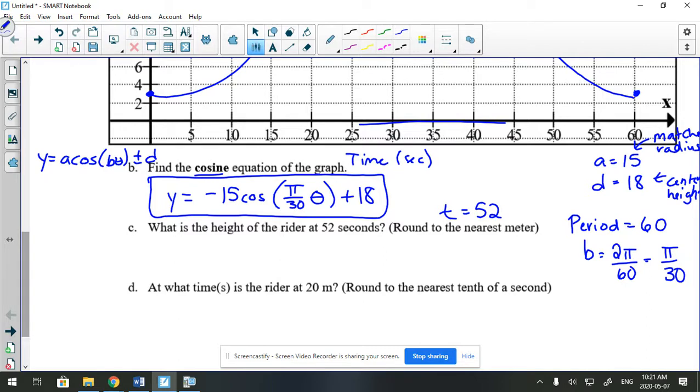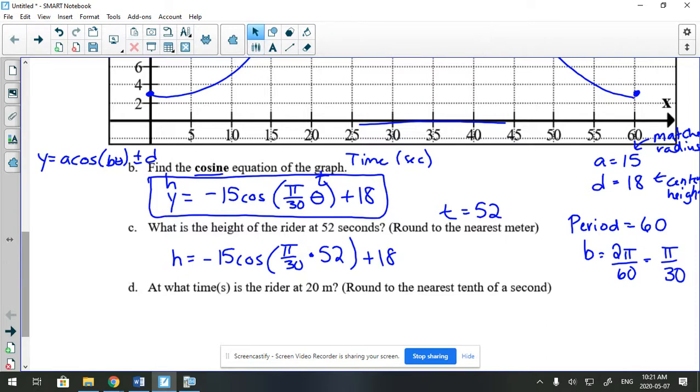I wrote it slightly different. I used h and t in the notes, which is probably more accurate based on the context of the question, but I wouldn't mark it wrong either way. So if I want to find the height, all I have to do is substitute in 52 instead of my theta, or my t, and type that in my calculator to get my answer.